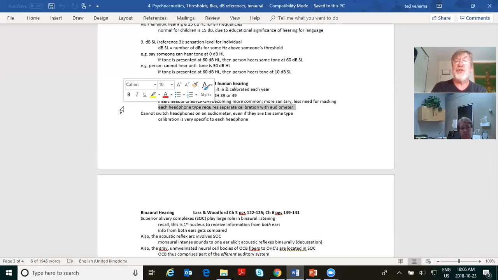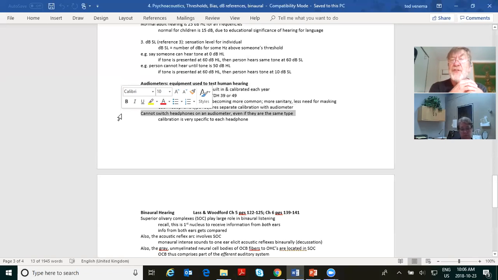Here's something you should know. You really can't switch headphones on an audiometer. In other words, unplug a set of headphones from one audiometer and just plug it into yours. Audiometers are calibrated as a unit with the headphones. So your audiometer is calibrated with circumaural headphones that fit over your ears, and they're calibrated with the particular set of circumaural headphones that you happen to be using, not another set, the particular set.